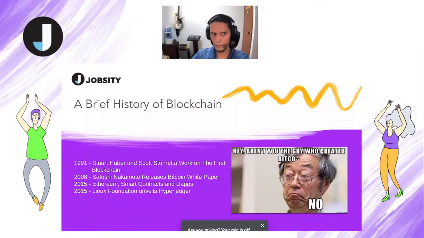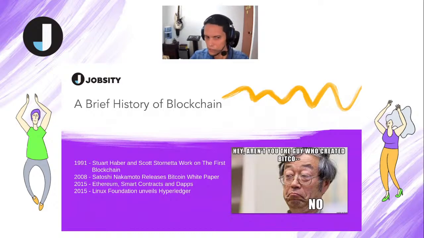So let's talk a little about the history of blockchain. The first blockchain was launched in 1991. Stuart Haber and Scott Stornetta worked on the first project. It was a way to record a timestamp in a distributed database, a distributed ledger, so that there would be no way anyone could tamper with this data. After that, in 2008, someone with the pseudonym Satoshi Nakamoto released the Bitcoin project. After that, in 2015, Ethereum was launched.